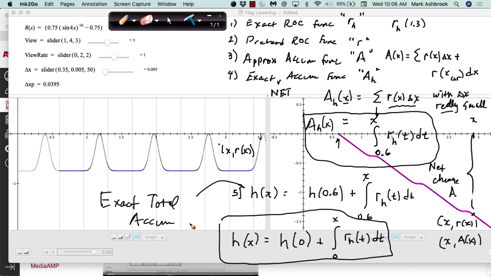So you know how fast a quantity is changing at every moment. Which function? 1, 2, 3, 4, or 5? You know how fast the quantity is changing at every moment. Which function is that? 1.